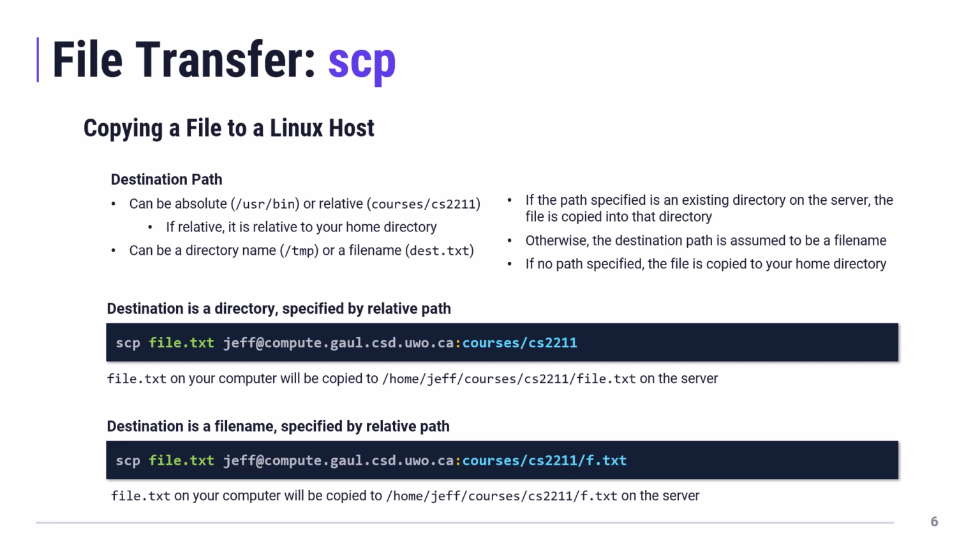Now, alternatively, I could specify a relative path, in which case it will be relative to my home directory. In the first example, I'm saying upload it into the courses/CS2211 subdirectory within my home directory. So I will find file.txt under my home directory, /home/jeff/courses/CS2211, and it will be named file.txt. And again, of course, I could specify a destination file name, in which case it will simply name it that on the server.